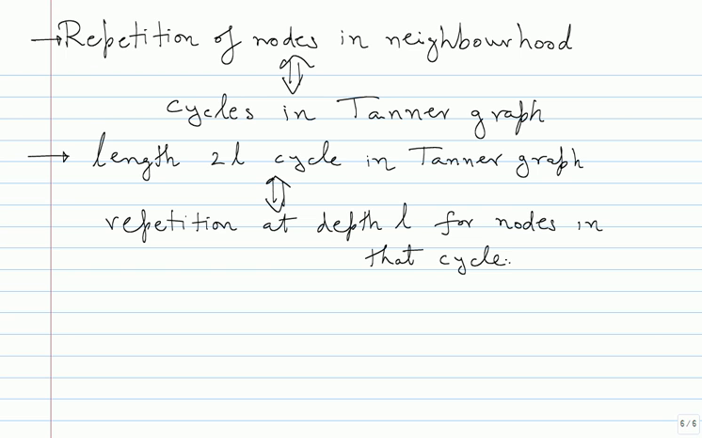Again, when I describe the decoder, it will be clear to you. So it is desirable to avoid short cycles, because if you don't have short cycles, you will not get repetition for very low depths. Only for long depths will you get repetition. So that's one thing. Is it possible in the regular construction?